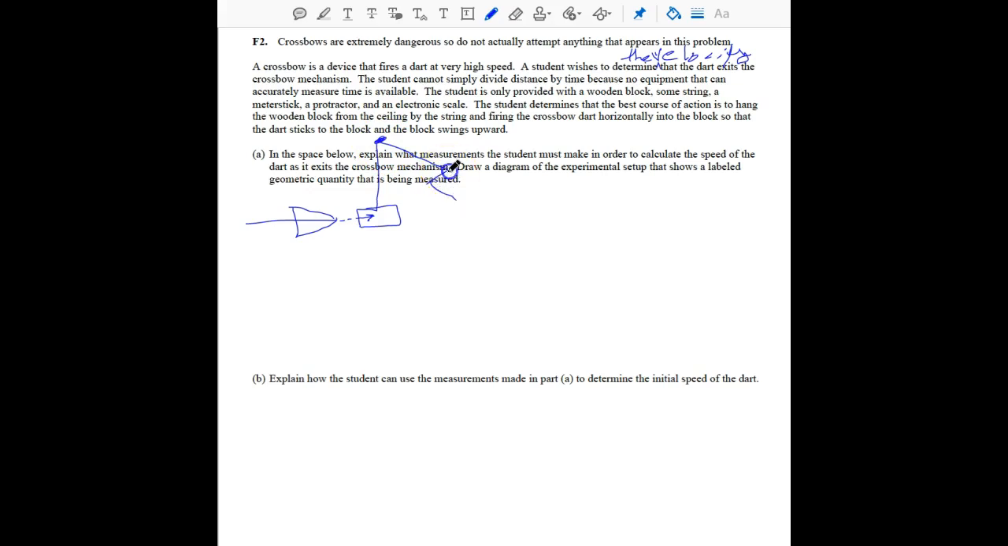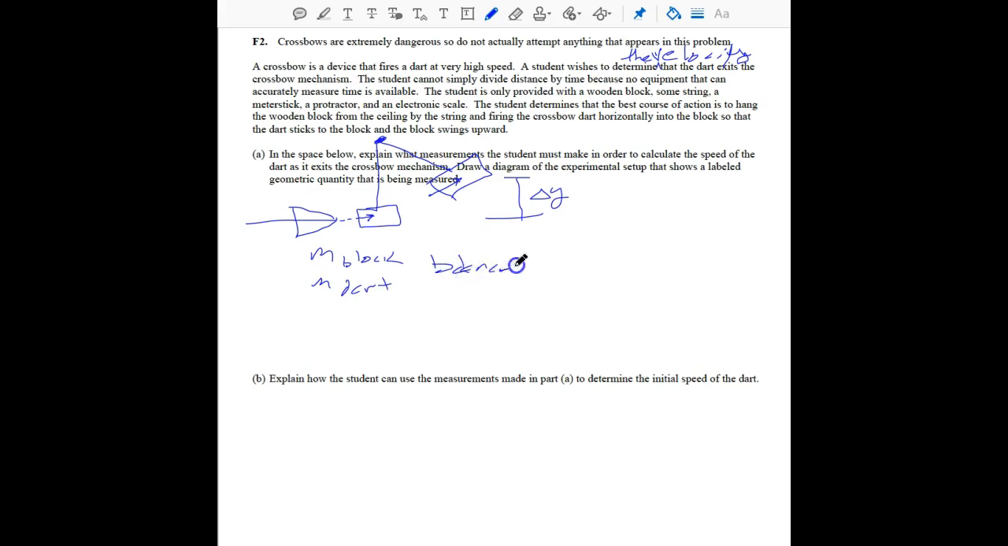So it's very similar to some of the other problems that you've seen us do. Now you have this arrow sticking into it. From this, we can measure the height, or the change in the y position of that block, and from that, you can figure out what that speed is. One of the things we need is the mass of the block. We also need to know the mass of that dart. And we've got to use a balance to do that.